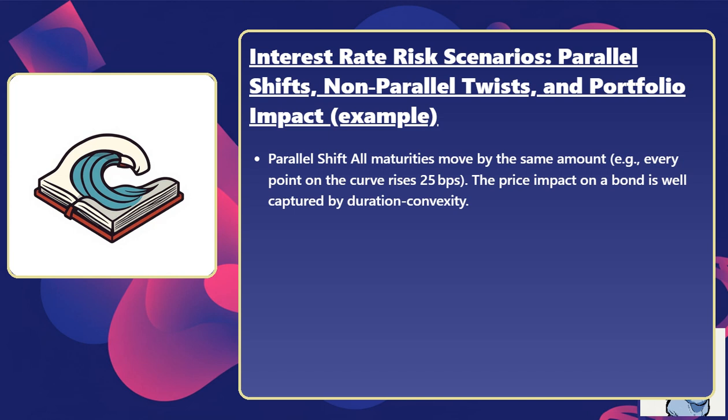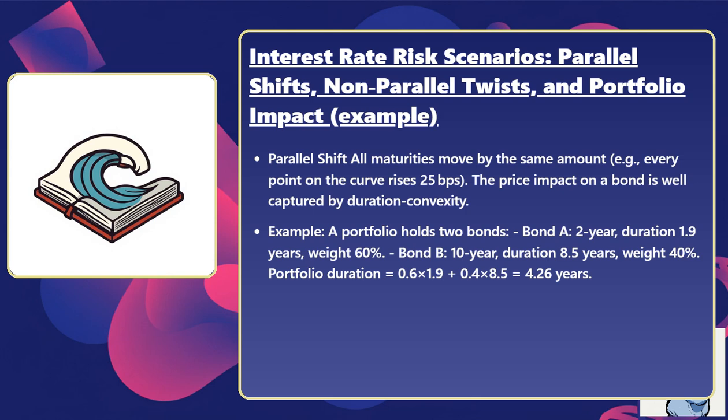Parallel shift: all maturities move by the same amount. For example, every point on the curve rises 25 basis points. The price impact on a bond is well captured by duration and convexity. Example: the portfolio holds 2 bonds.